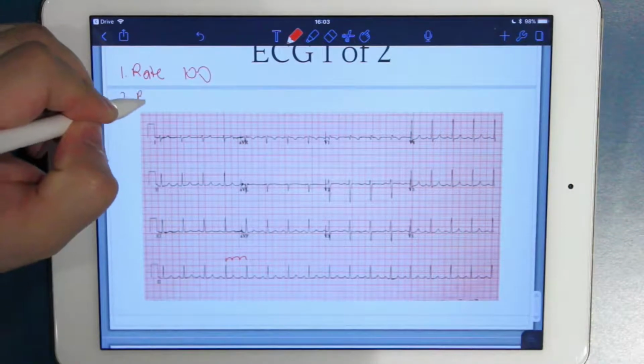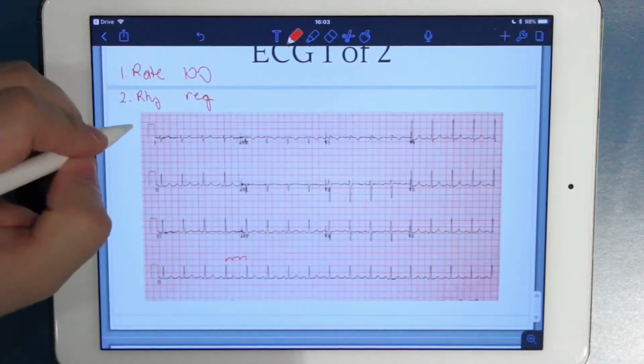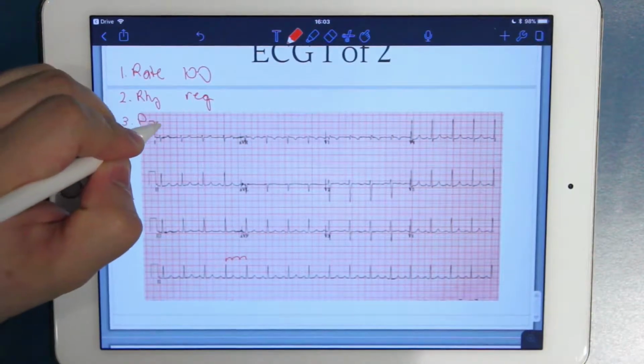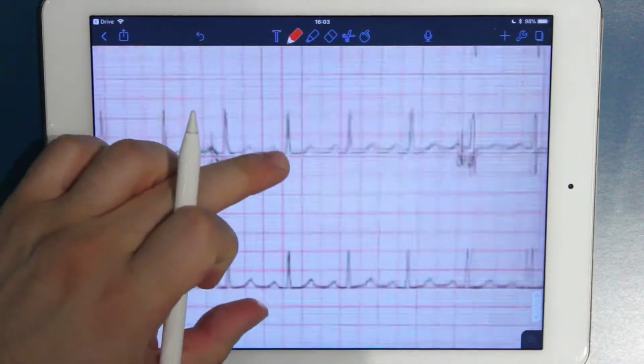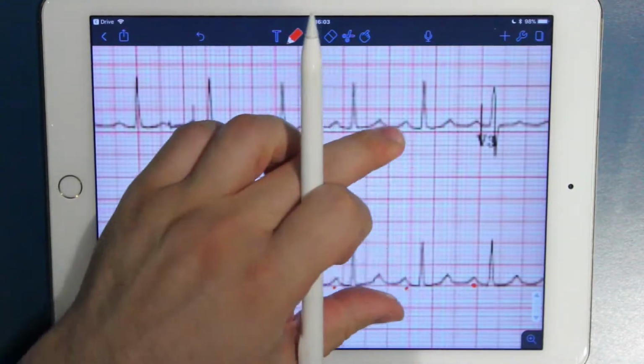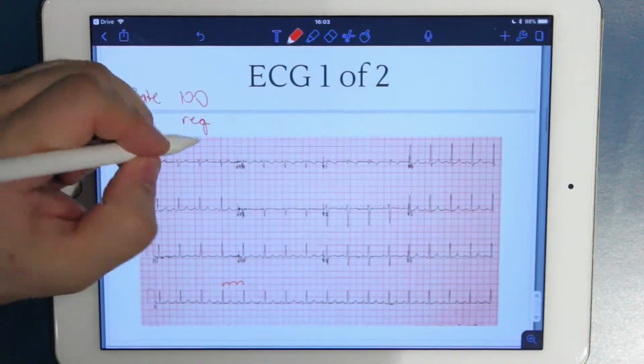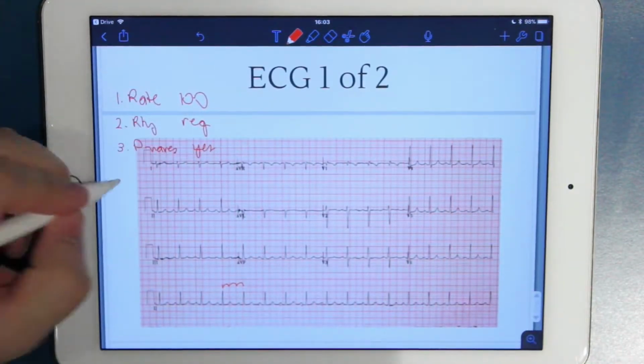Okay, the rhythm looks regular. Okay, P waves. We look and we can see a distinct P wave before every R wave. So not only are P waves present, but they are in a 1-to-1 ratio with our R waves.